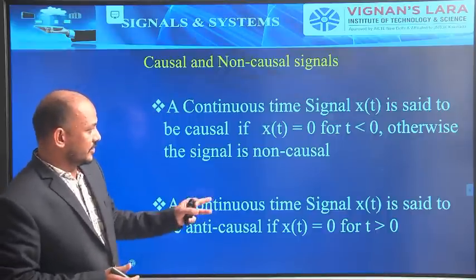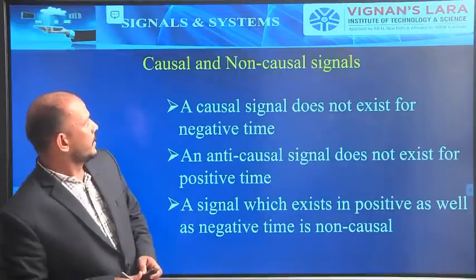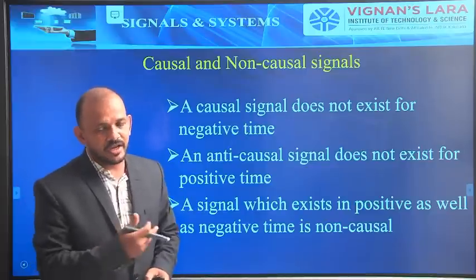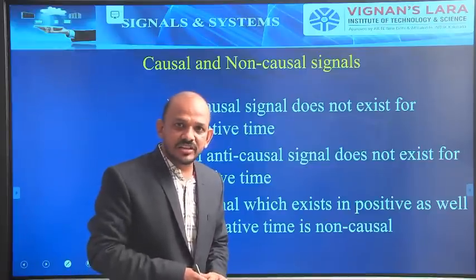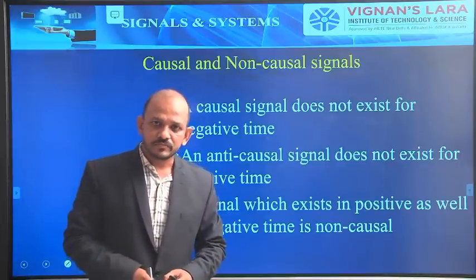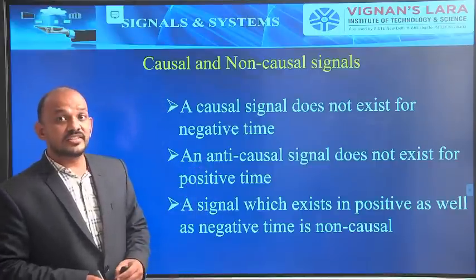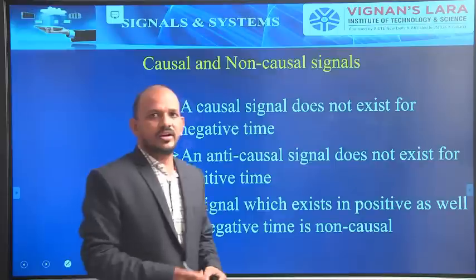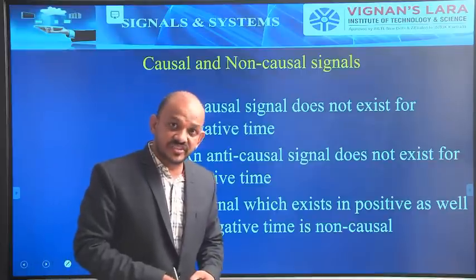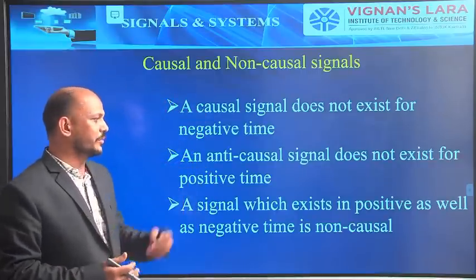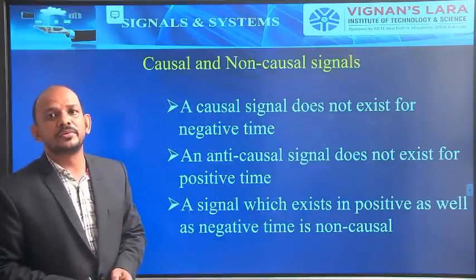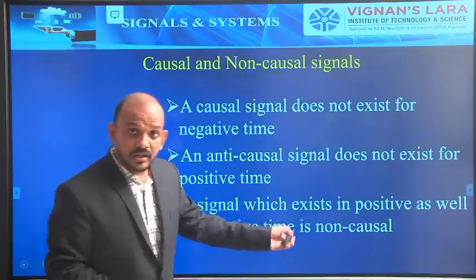A continuous time signal x of t is said to be anti-causal or non-causal. A causal signal does not exist for negative time, as I already explained. An anti-causal signal does not exist for positive time. A signal which exists in both positive as well as negative time is nothing but a non-causal signal.